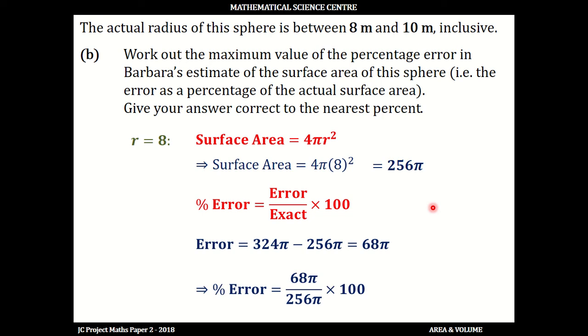Now, what would happen to the pi's here? They cancel out. So if you just ignore the pi's, or if you put them in your calculator, they will get rid of themselves anyway, so it makes no difference really. So if you type that into your calculator with or without the pi's, we want to work out what the percentage error is to the nearest percent.